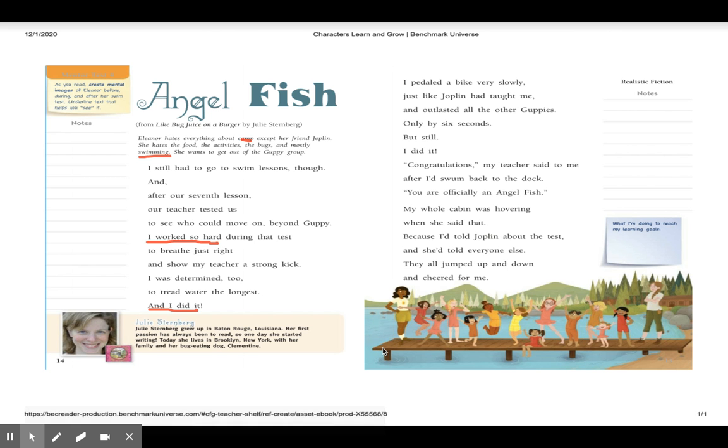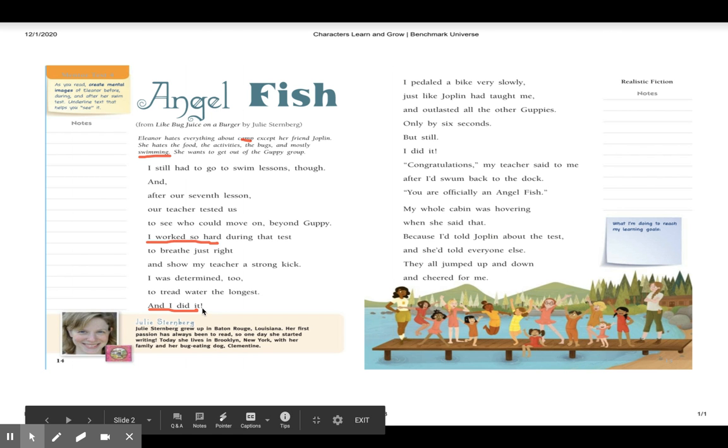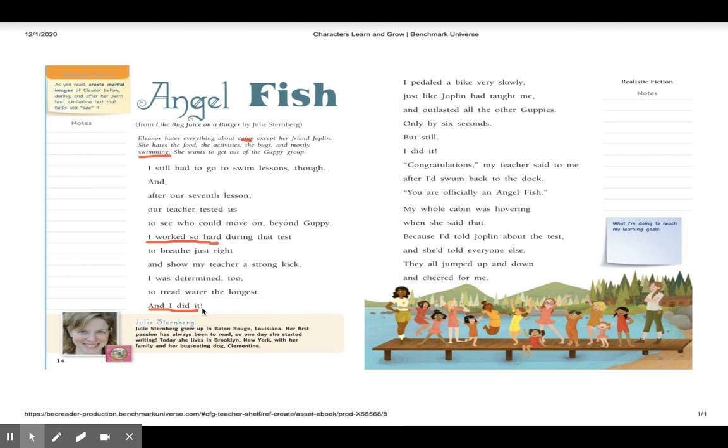The big conflict and plot is the swim test and earlier events that have been leading up to it. I see Eleanor has been working hard getting ready for it, and she succeeds. The conflict is resolved, which means the problem is solved.